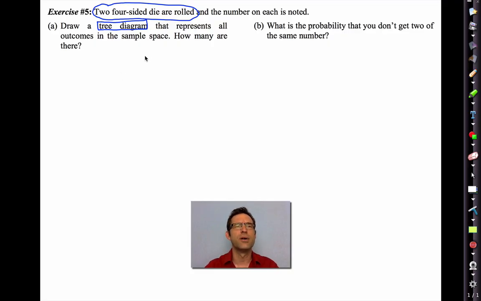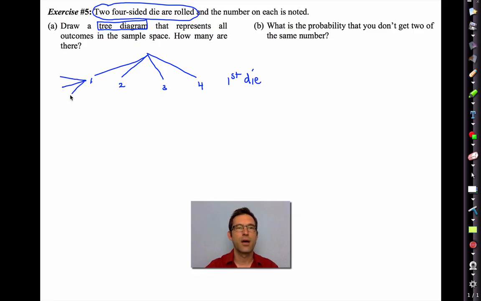It's this idea of, look, if I roll the first die, I could get a 1, I could get a 2, I could get a 3, I could get a 4. So this is just what I roll on the first die. This is just helping me keep track of what's happening. Then, given that I rolled a 1 on the first die, I could, of course, on the second die, roll a 1, a 2, a 3, or a 4. On the second die, I could roll a 1, a 2, a 3, or a 4. On the third die, a 1, a 2, a 3, or a 4.